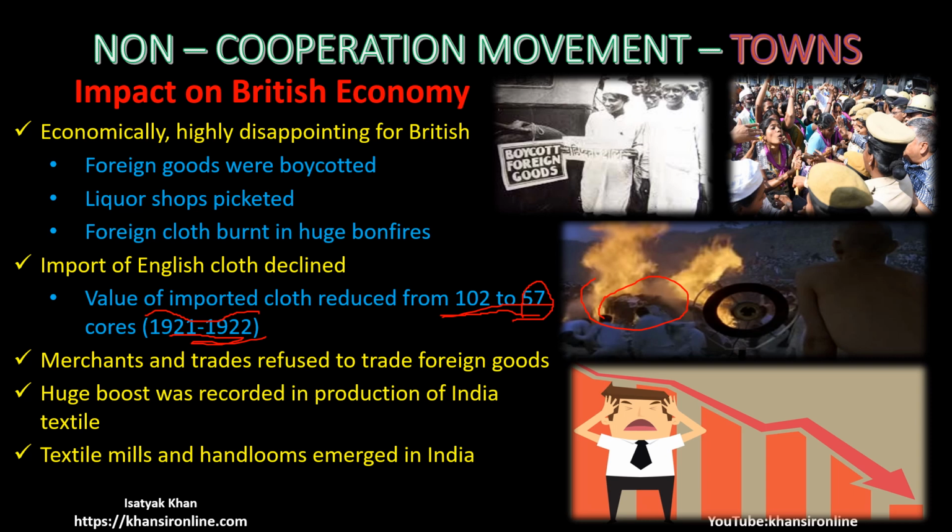The merchants and traders, the Indian vyapari, also refused to trade in goods that were made in England or imported from England. And that gave a boost to the Indian textile industry. People stopped using foreign cloth and demanded cloth manufactured in India. So many textile mills rose up in India. Handloom business also increased. So we not only damaged the British economy, we also boosted our own economy with this movement.